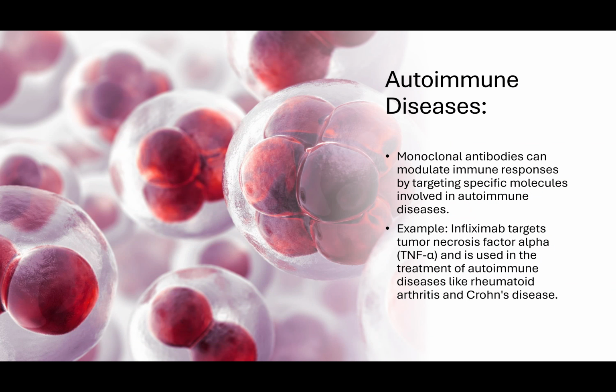Autoimmune diseases as well. Monoclonal antibodies can be used to modulate these responses. They target specific molecules involved in autoimmune diseases. Infliximab targets the tumor necrosis factor alpha, TNF-alpha, and it's used to treat autoimmune diseases like rheumatoid arthritis and Crohn's disease. So we're looking at different medications and how they're used; they're antibodies used to treat these different issues.